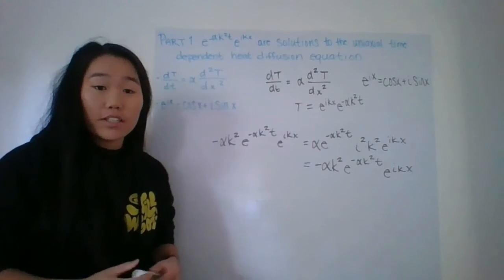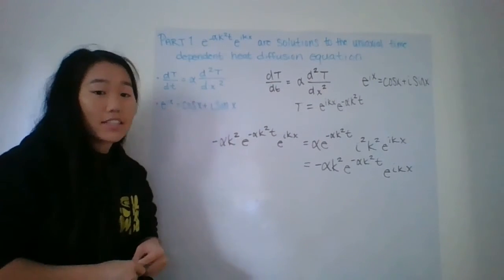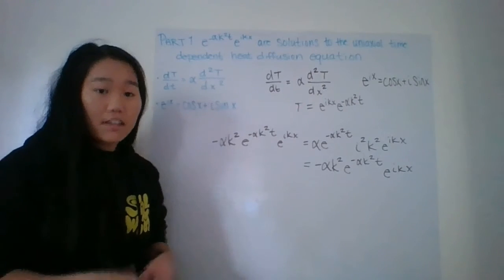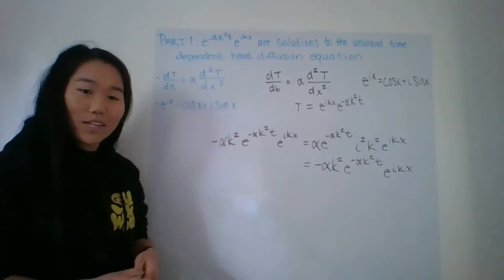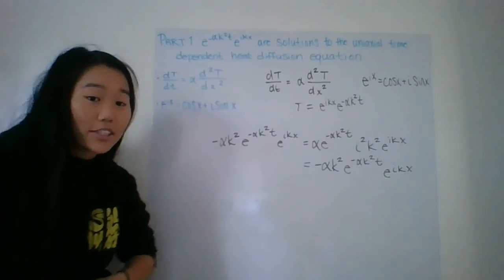And now we've shown that e to the power of negative alpha k squared times t multiplied by e to the power of ikx are solutions to the uniaxial time-dependent heat diffusion equation. Thank you. And we will be starting part 2 momentarily.